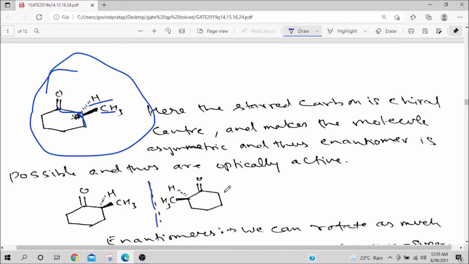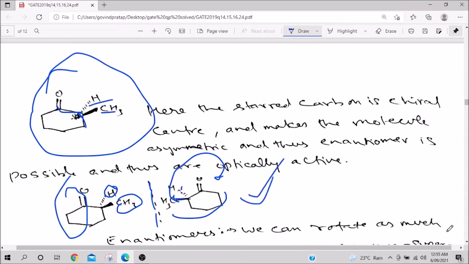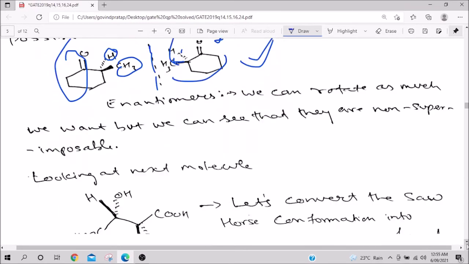try as much as you want. You just rotate it round, you will see that this whole part will sit. But what happens, because you are rotating 180 degrees, CH3 goes behind, H comes front. So, CH3 and H will not superimpose. Therefore, it is optically active, they are enantiomers.